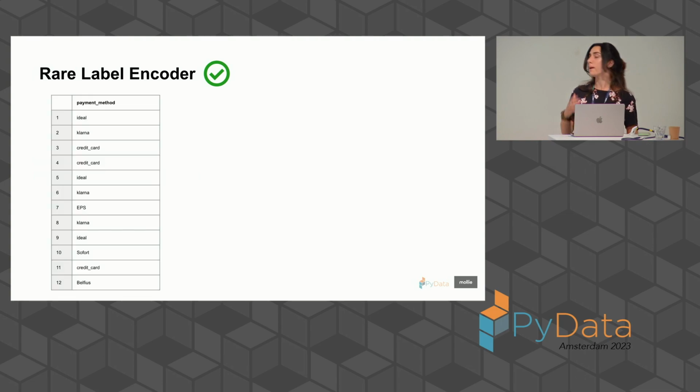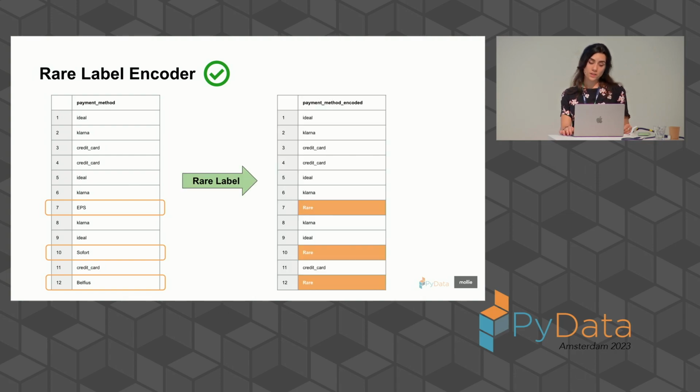If we have data about payment methods, here we have values like iDEAL, Klarna, credit card, right? And they appear quite a bit in the data set. We can see them in multiple rows. But then we see EPS, Belfius, and they are only represented by a single row. This is not enough data for a model to be able to learn from, to find patterns. Probably it will become overly specific on these categories and will overfit on them.